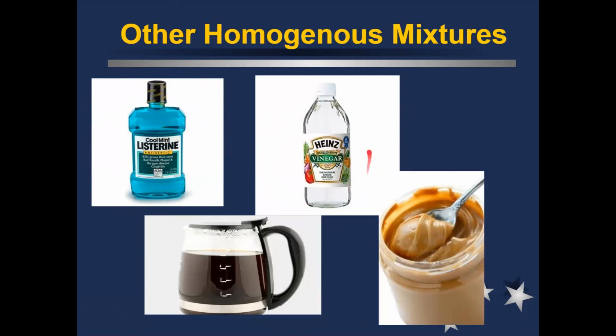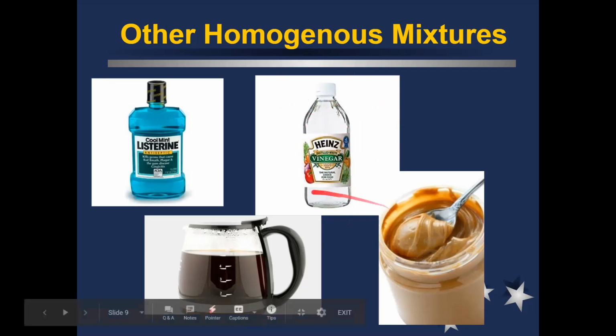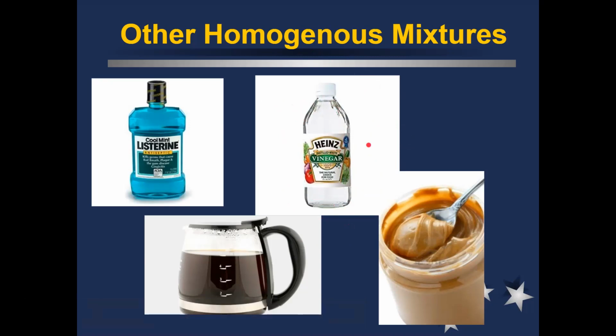Same thing with white vinegar. So vinegar is a mixture of a compound called acetic acid and water. And again, you can see the bottle totally clear. All of the acid molecules and water molecules are totally evenly spread out. So every capful of vinegar that you pour out, whether you're gonna season some food or clean some stuff with it, should be the exact same, right? The vinegar shouldn't be getting any stronger or any weaker as you get more towards the bottom of the bottle.